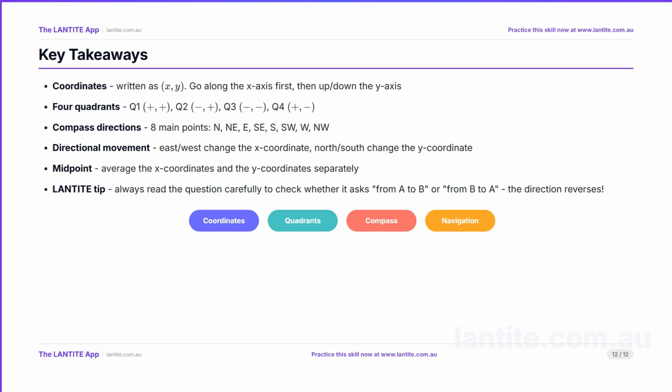The 8 compass directions are north, northeast, east, southeast, south, southwest, west, and northwest. When following directions, east and west change the x-coordinate, while north and south change the y-coordinate. To find a midpoint, average the coordinates. On the LANTITE, always read carefully whether the question asks from A to B or from B to A, because the direction reverses.